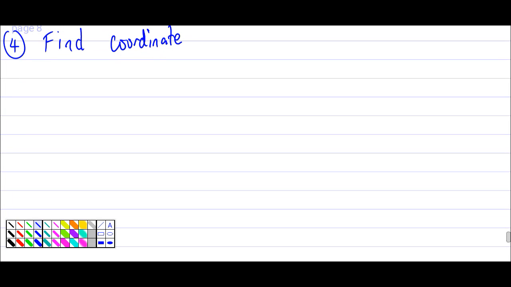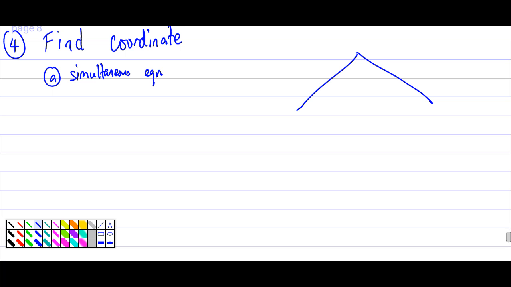So let's go through the summary of find coordinate. Now there are a few ways I can find coordinate. The first one is simultaneous. What does simultaneous mean? They give you one unknown. So for example, I have A, B, C.